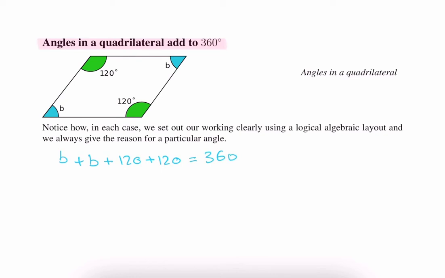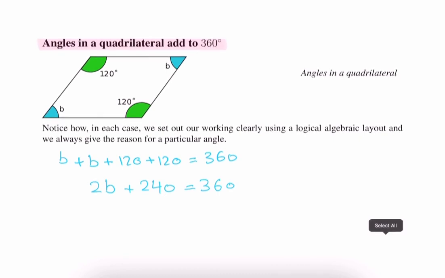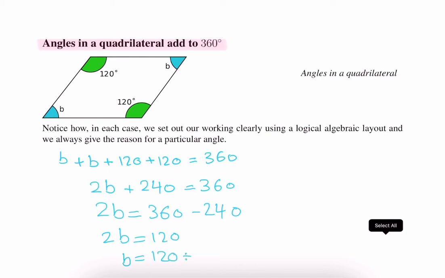If we want to solve this equation, we need to collect the like terms first. B plus B is 2B plus 240 equal 360. To solve this equation, we need to subtract 240 first. So we have 2B equal 360 minus 240, which is 120. From this we can figure out that B equal 120 divide 2, which is 60.